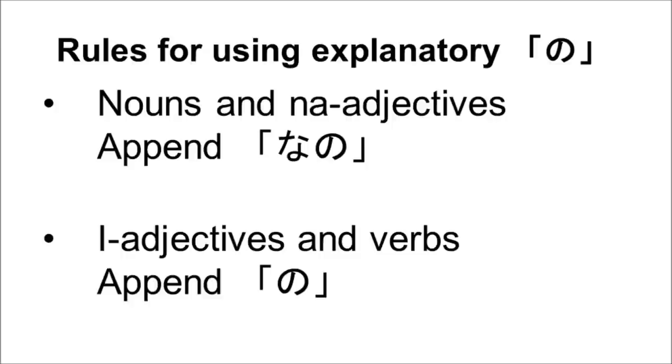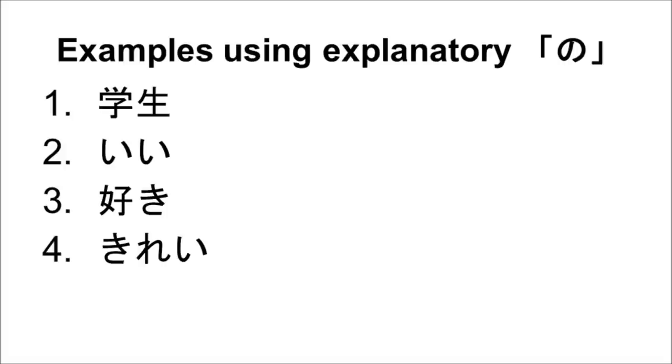For nouns and na adjectives, we first want to append na and then add no to the end of the word. For i adjectives and verbs, we simply append the no to the end, just like any other particle. For now, we're just going to concentrate on nouns and adjectives and ignore verbs until we learn about them later. Here are some simple examples. How would we use the explanatory no with these four examples?